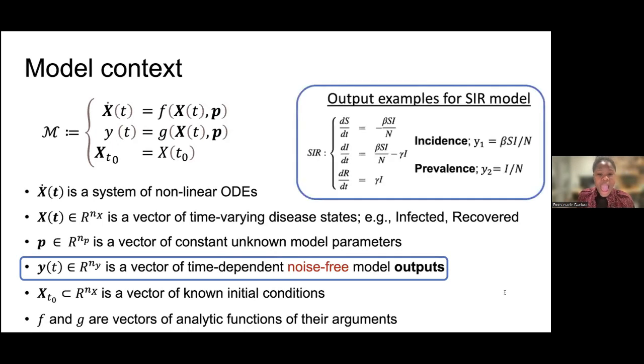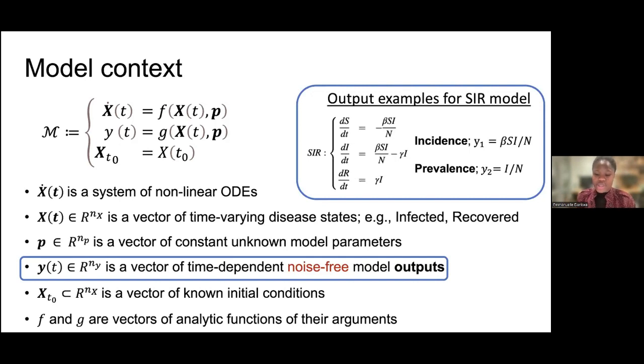I would like to give two output examples here. So you can see the SIR model, classic SIR, and incidence is an example of an output, and we will express that theoretically as the relationship between the susceptible state, the infected state, your transmission rate beta, and also if you're thinking absolute numbers, the population size. Another example of an output is the prevalence, which is the fraction of infected individuals in the population.